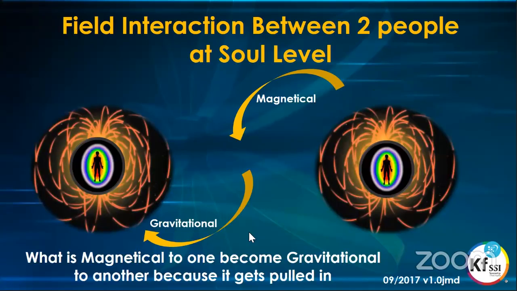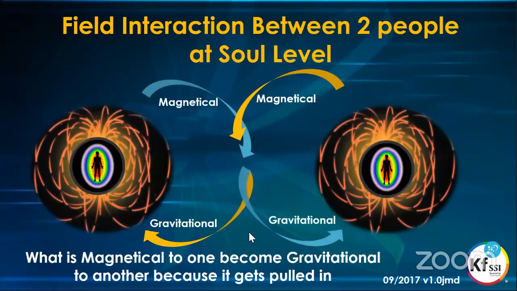So when we looked at the plasmas, we saw that field interaction between two people at a soul level or two plasmas, what is magnetical to one becomes gravitational to another because it gets pulled in. And so one plasma or one person feeds another. And so we had discussed this in a previous workshop, how we are feeding others and how we need to give. So now we go a little bit further.